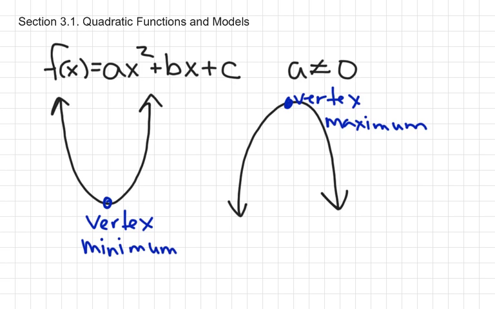Without needing to graph the quadratic equation, we can always tell if the parabola will open up or down by looking at a. If a is positive, the parabola opens up. If a is negative, it opens down.